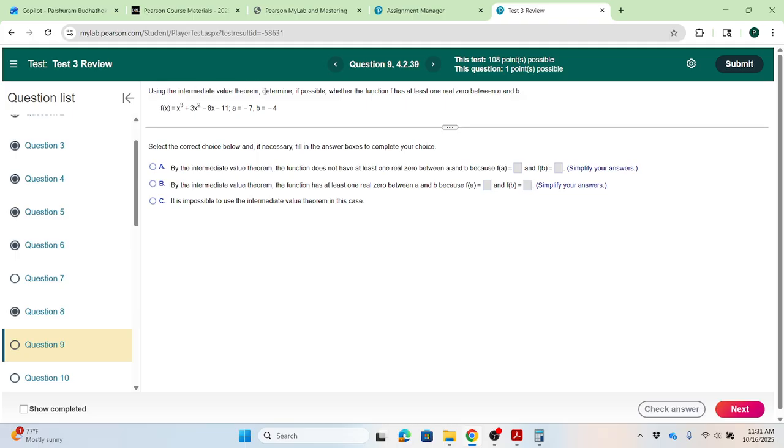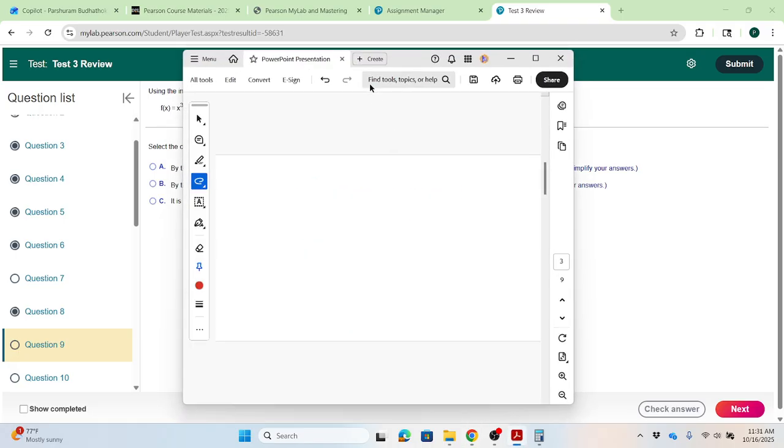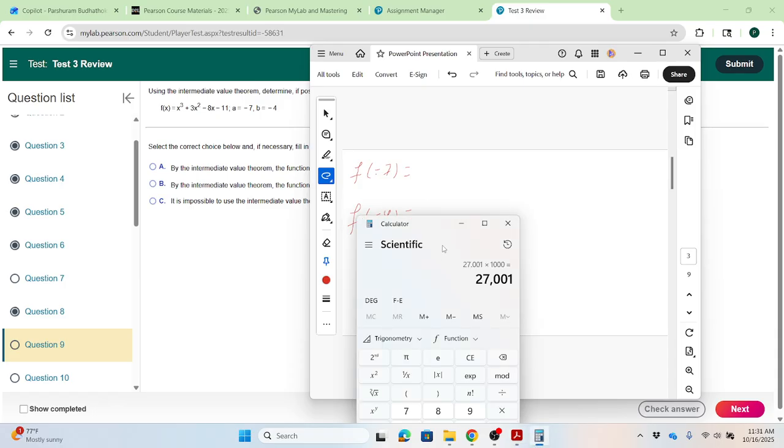Use the intermediate value theorem to determine whether the function f has at least one real zero between -7 and -4. The intermediate value theorem guarantees this if the value of the function at a is opposite to the value of the function at b, opposite in the sense of sign. So we can find those values here. You need to find the value of the function at -7 and the value of the function at -4. I'm going to use this calculator to calculate that.